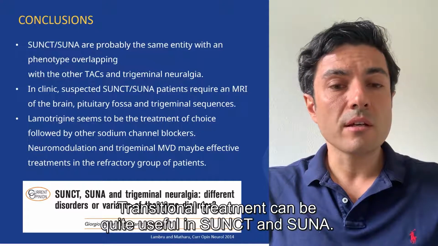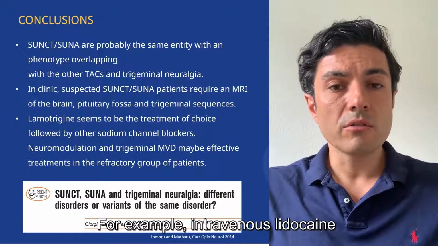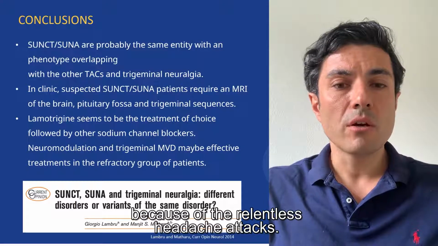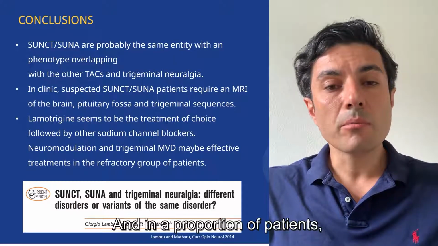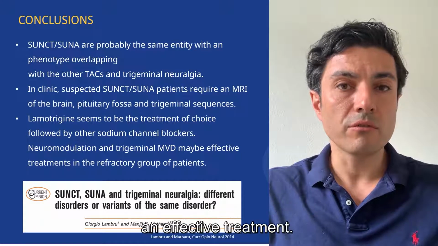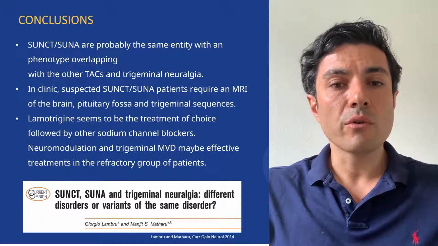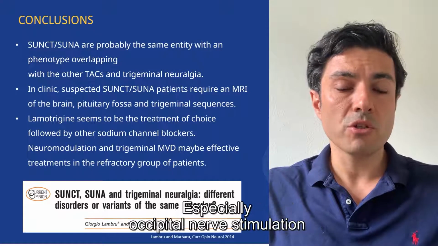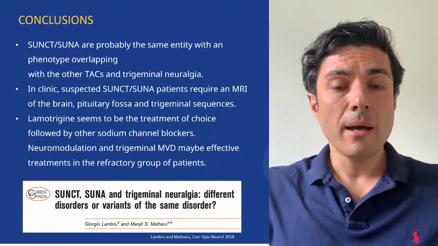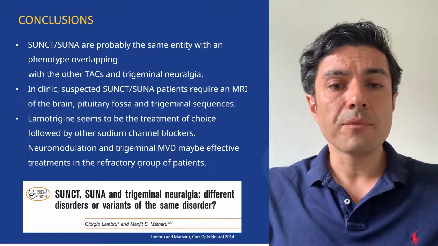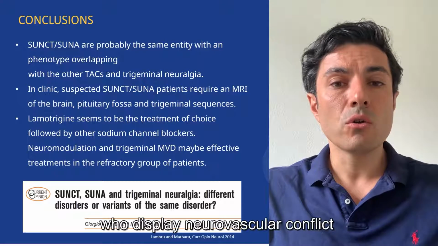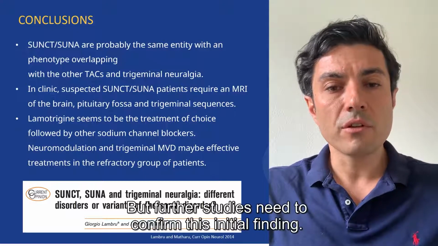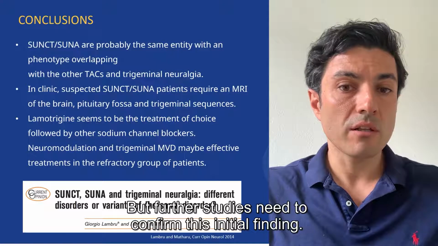Transitional treatment can be quite useful in SUNCT and SUNA, for example, intravenous lidocaine in patients that have what we call a SUNCT status, whereby they can't eat or drink because of the relentless headache attacks. And in a proportion of patients, greater occipital nerve block could be considered an effective treatment. For the very difficult to treat refractory chronic forms of SUNCT and SUNA, neuromodulation could be considered an effective option, especially occipital nerve stimulation and deep brain stimulation. And there is initial evidence suggesting that trigeminal microvascular decompression in those patients who display a neurovascular conflict on the MRI scan could be a potentially effective treatment, but further studies need to confirm this initial finding.